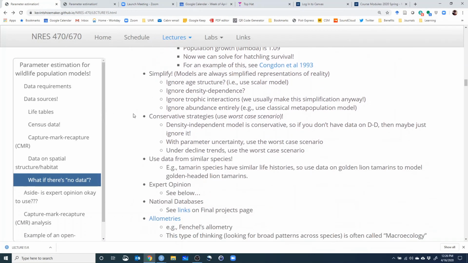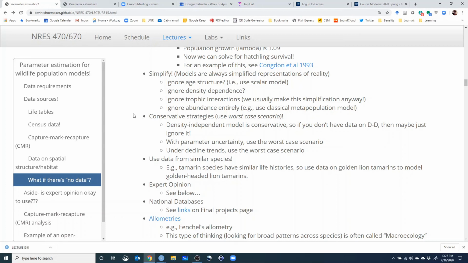Another thing we can do if we don't have enough data is simplify. Maybe we tried to make a really complex model, but we just don't have enough data to parameterize that complex model, so we make a simpler model. Maybe we know that age structure could be important, but we don't have enough data to build an age-structured model, so we use a scalar model where we just model the total abundance and the intrinsic rate of growth, and the variability in that intrinsic rate of growth. Maybe that's all we can do for our model.